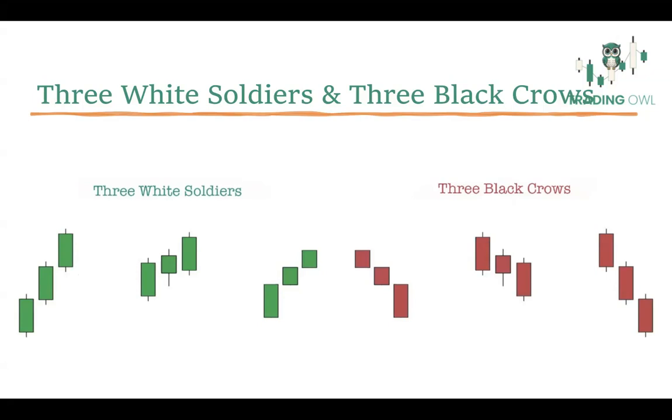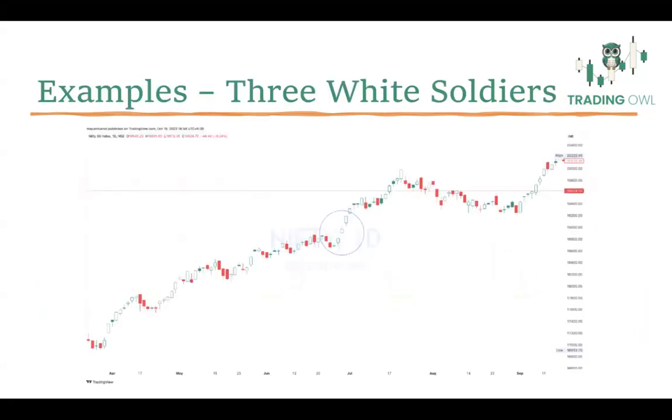If you find a three white soldiers or a three black crows, please take a positional trade in that rather than a short-term swing trade, unless it's on a shorter time frame. Let's go through a few examples.